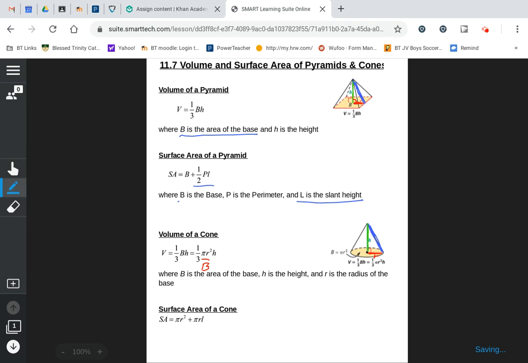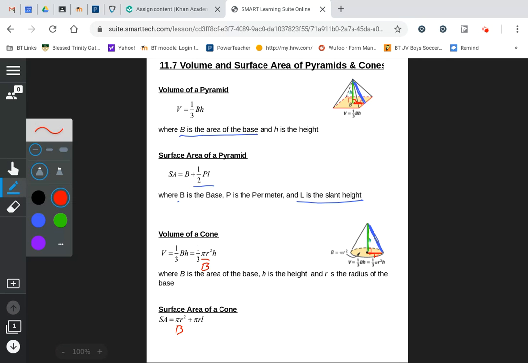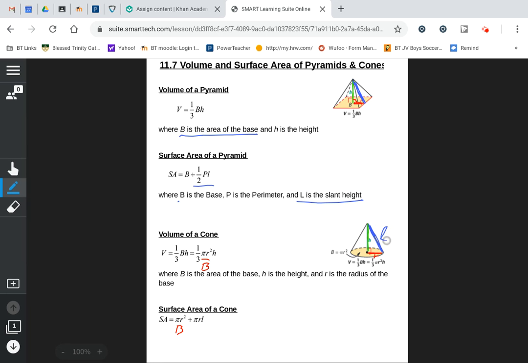And then we're looking at surface area. Well, it's one base, there's my B, and then pi r L, which is pi times radius times the slant height. And again, I'll label slant height over here as L, the slant height.